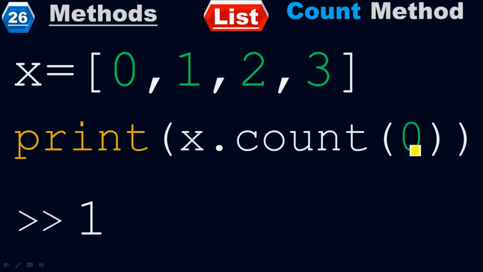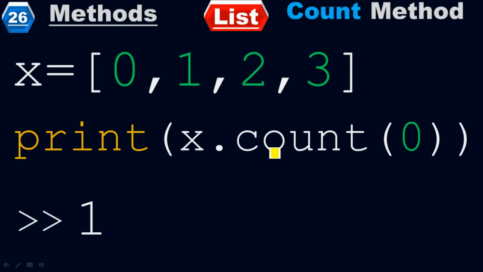x.count of 0. So I want to know how many times the 0 has been used. To use the count function, I put print of x.count of 0, which means how many 0s I have in the given list. When you run it, you will get only 1, because we have only one 0 in the list. But if we had 0 here and 0 here, then it would return 2. Since we have only one 0, it only returns 1.